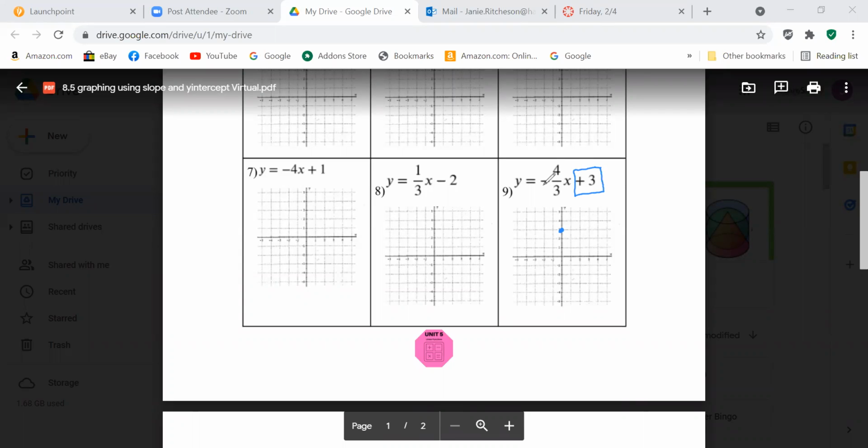And then look at our slope. It's negative. So the top number tells us we're going to go down 4. So from right here, we're going to go down 4: 1, 2, 3, 4. And the bottom number tells us we're going to go right 3: 1, 2, 3. And then you're going to use that tool and make a really straight line.